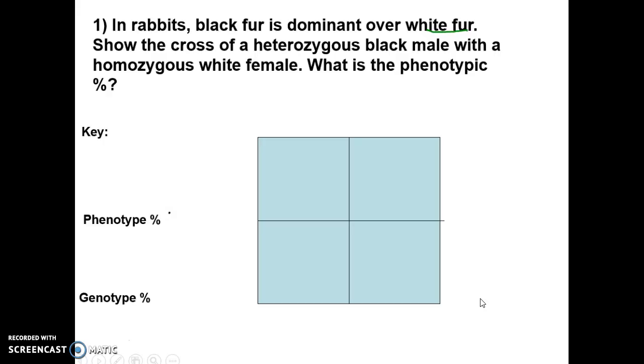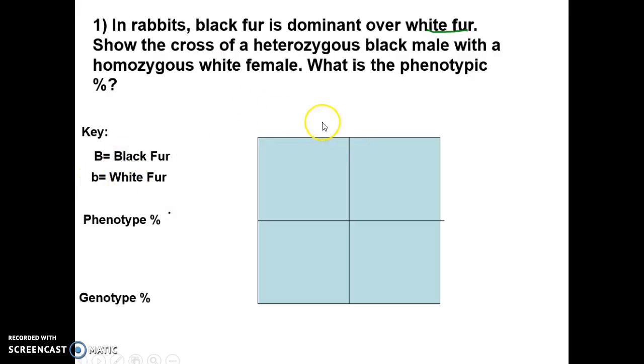Number 1 says, in rabbits, black fur is dominant over white fur. So black is dominant, so in our key, I'm going to use big B for black fur, little b for white fur. White is the recessive trait. It says show a cross between a heterozygous black male, and remember heterozygous means one big, one little. This rabbit is crossed with a homozygous white female rabbit. So homozygous white means two little b's.